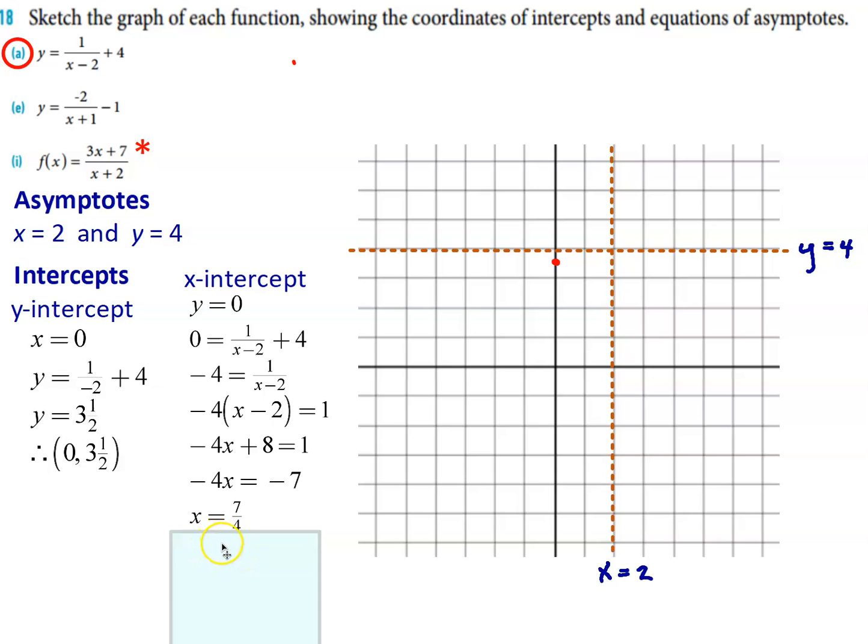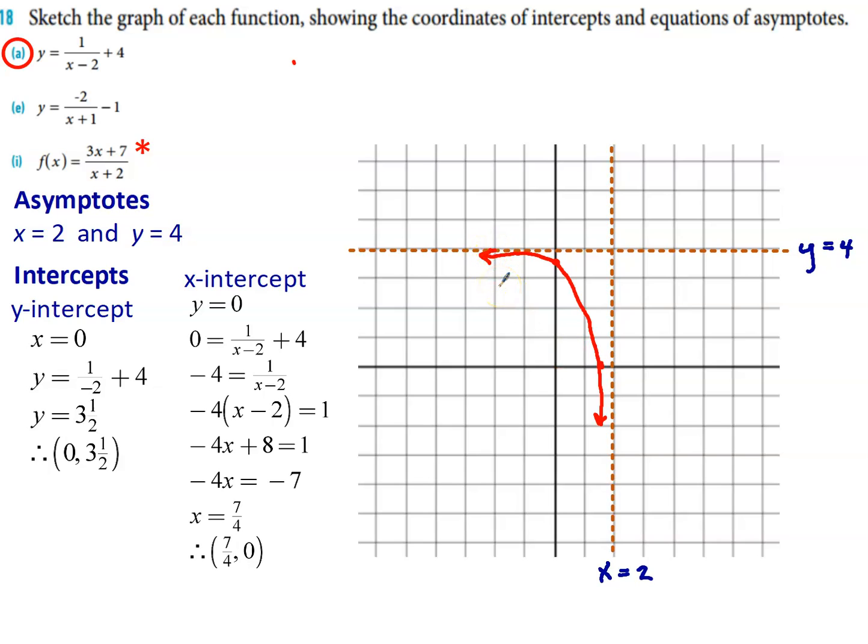Negative divided by negative is a positive, and there's the x-intercept. So 7/4, 0. So 7/4 is 1 3/4, 0. So that's going to be just about there. And I'll sketch the graph. Oops, that's not very neat, but that'll have to do. There's the graph just there.